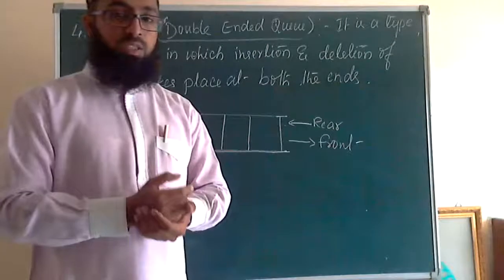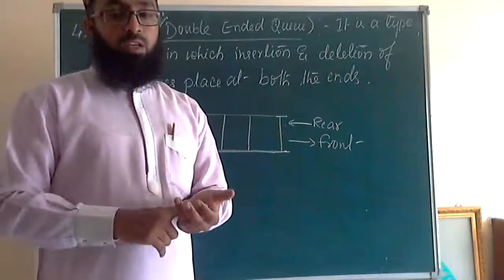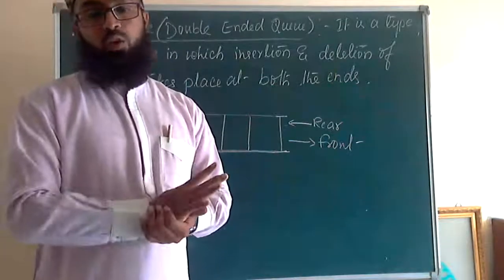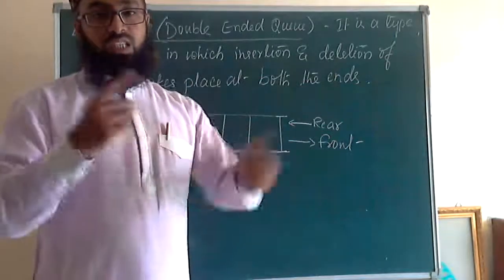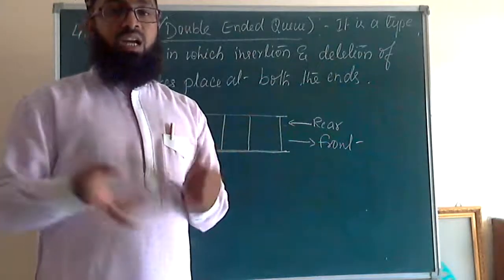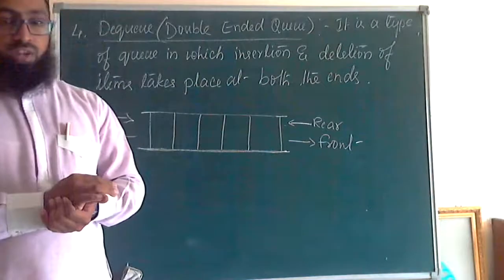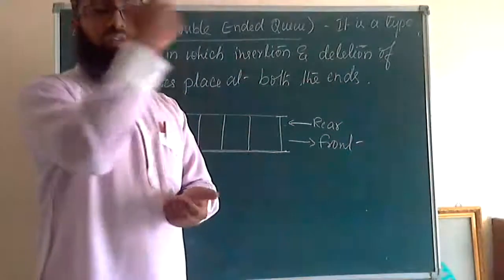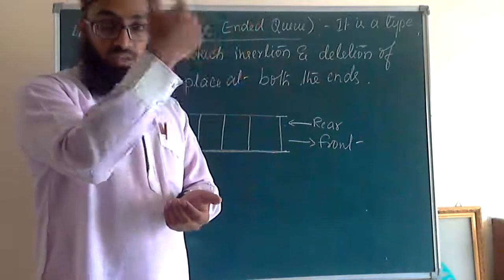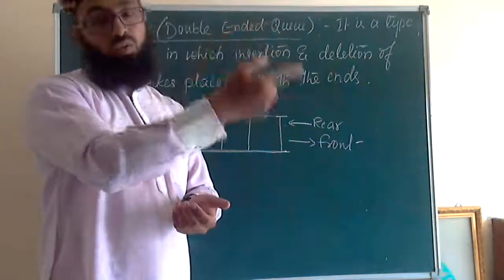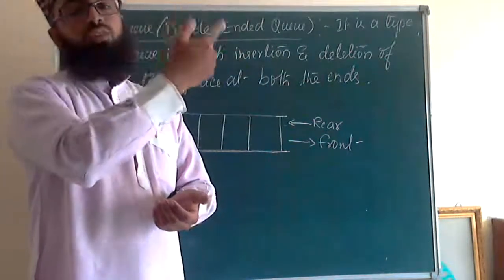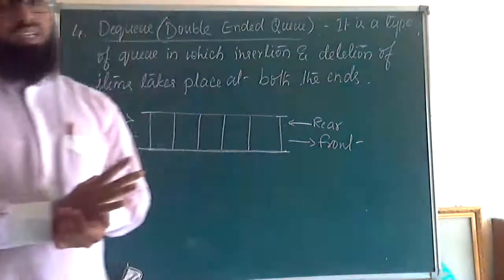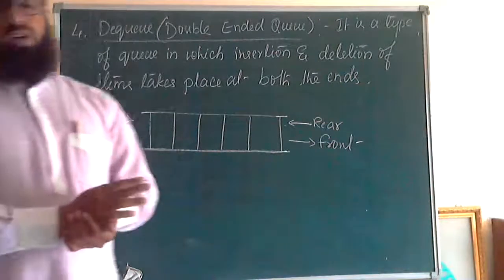There are four types. One is simple queue, then circular queue, then priority queue, and then D queue. Simple queue means same as the queue, insertion takes place at rear end and removal takes place at front end. Circular queue means each node will be treated as circular. The last node will be connected to the first node. It means the rear end will be connected to the front end. This type of queue is called a circular queue.